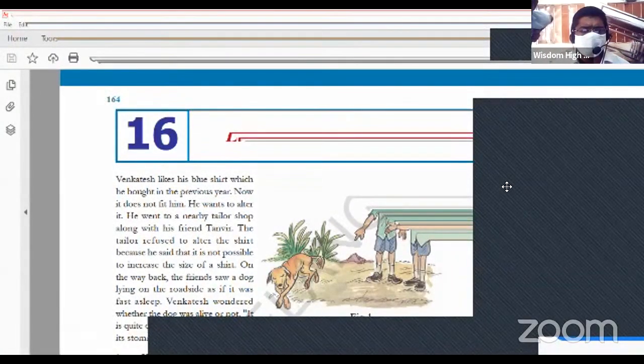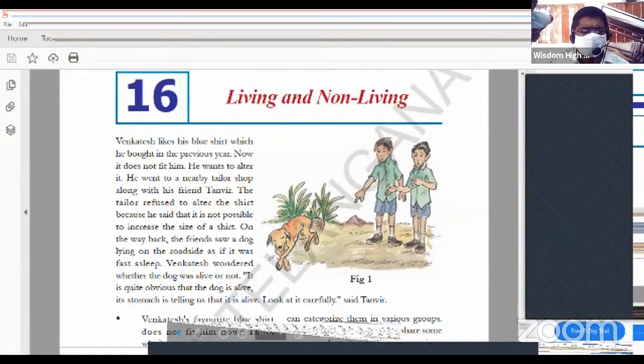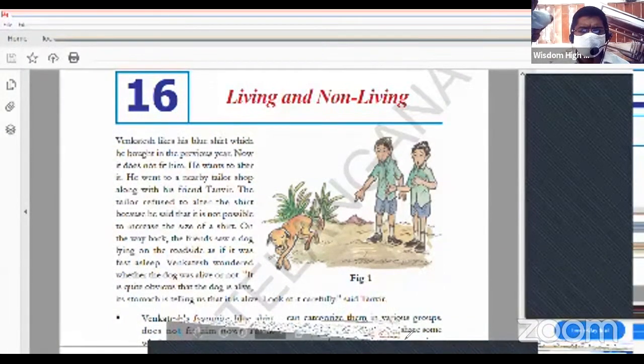Already we discussed in the previous class what the characteristics of living things and non-living things are. Characteristics completed. Today we are going to discuss the construction of the microscope.